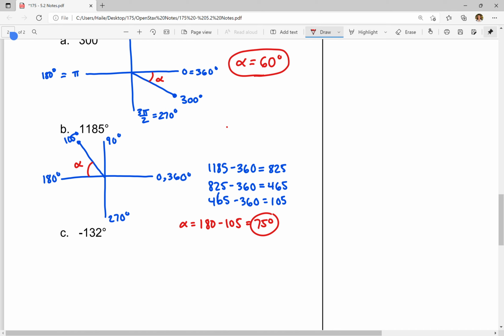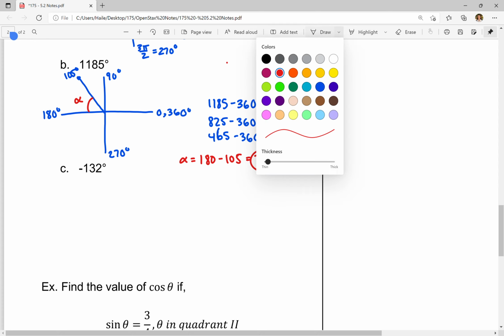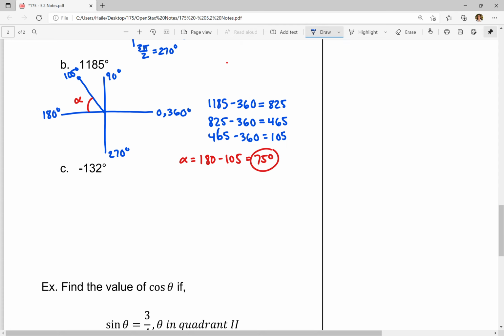All right, so we have one more example with reference angles. So let me go back to blue real quick. Okay, so this time we have a negative angle. So we have negative 132 degrees. So all a negative angle means is we're going to start at 0, but we're going to count clockwise instead of counterclockwise like we've been doing.